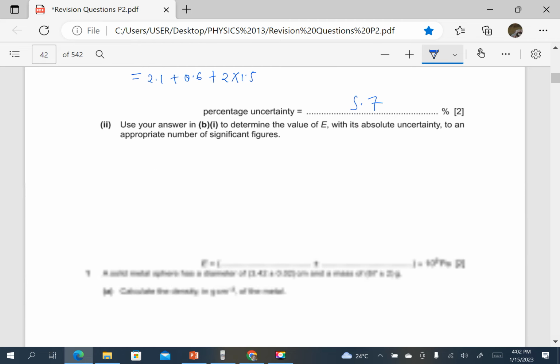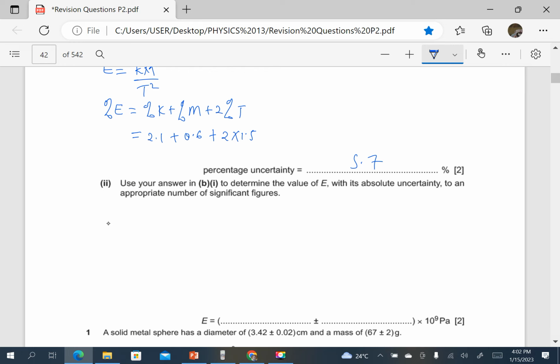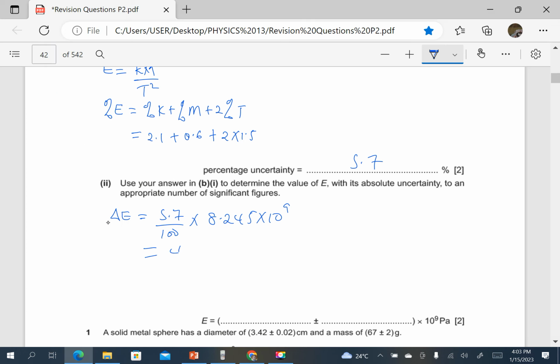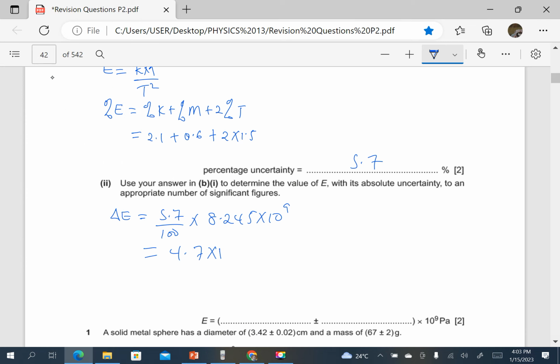Use your answer in B to determine the value of E with its absolute uncertainty. They gave us the value of E as 8.245 times 10 power 9. So we shall get the absolute uncertainty in E, which is the percentage 5.7 over 100 times the value of E. From my calculator, 5.7 times 8.245 exponent 9 divided by 100. So this is 4.7 times 10 power 8.